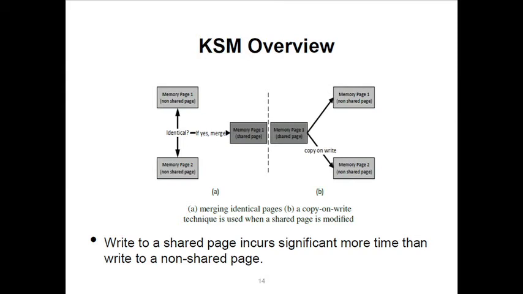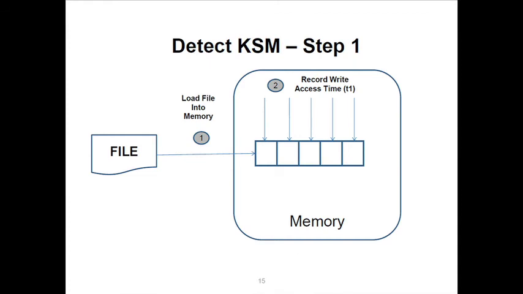But from this procedure, we can see that a write operation to a shared page incurs more time than a write operation to a non-shared page, because for the shared page there's one more operation, which is the copy-on-write. So there's a copy and a write. Therefore, more time will be consumed than for a write operation to a normal page. And based on this timing difference, we can detect KSM.